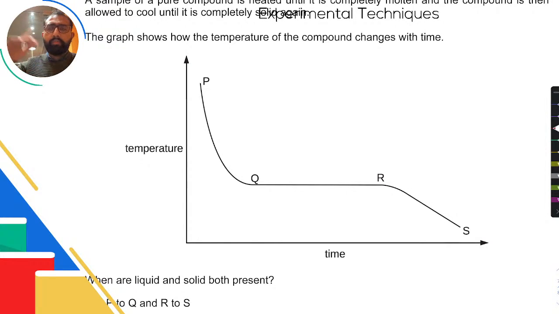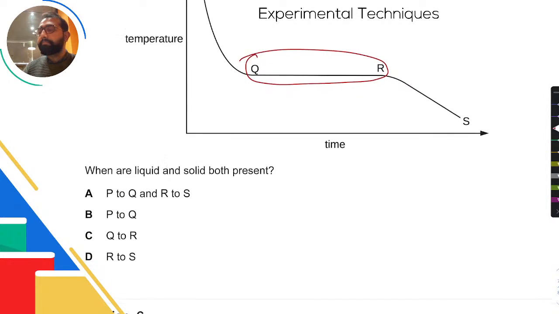Okay, so you heat it, then you cool it. So that means this is what's happening. When are both solid and liquid available? We talked about it yesterday, that whenever it's melting, both the solid and liquid are there. And how do you know it's melting? The temperature doesn't change during that. Why doesn't it change? Because energy is being used to break the forces. So Q to R, this region is where the temperature is constant, where both the states are present.